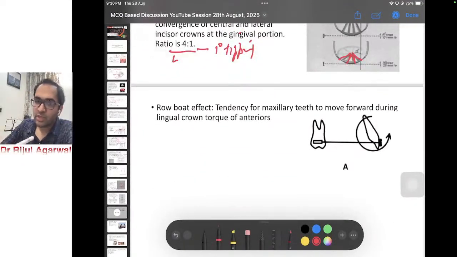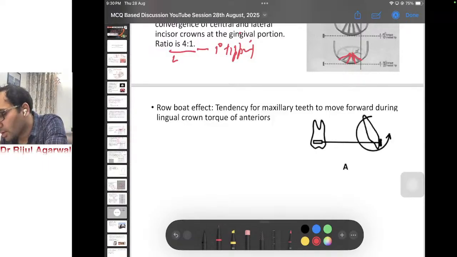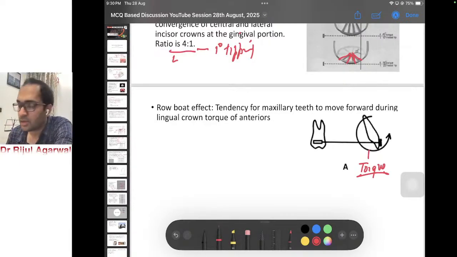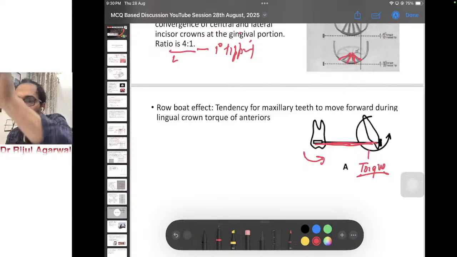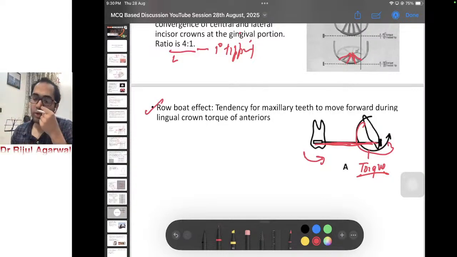Rowboat effect, which you answered, is the tendency for the maxillary teeth to tip forward during lingual crown torque of the anterior. So again, due to the inbuilt torque of the anterior teeth, now when they are attached with the same arch wire, the posterior, what will happen? The posterior teeth will have a tendency to tip forward because of the forward torque expression of the anterior teeth. Okay, known as rowboat.